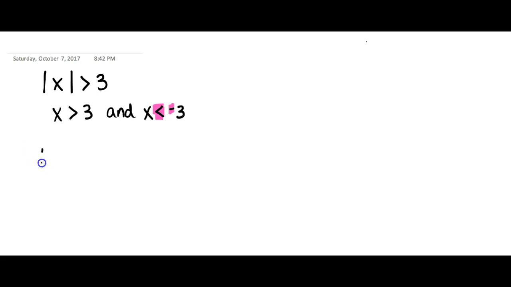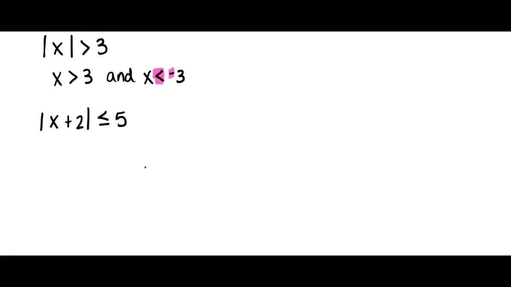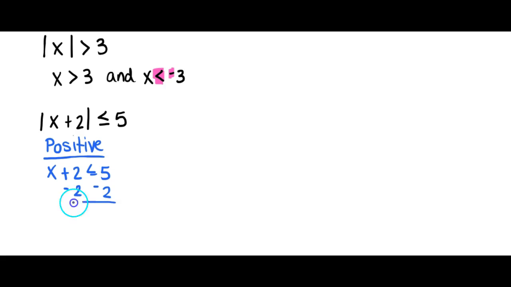Okay? So let's say we have the absolute value of x plus 2 is less than or equal to 5. Okay? So again, we're still going to need that positive and negative. So let me just write the positive here. And we're going to do the same thing. So x plus 2 is less than or equal to 5. Subtract 2 from both sides. x is less than or equal to 3.